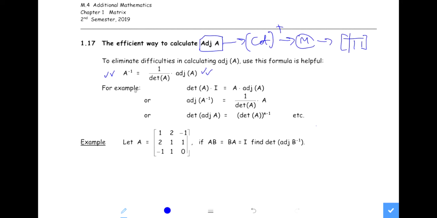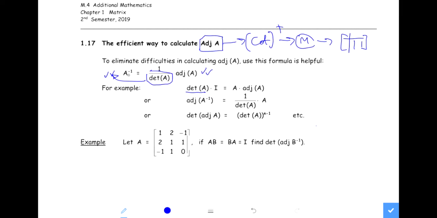Next, for example, det A times I is going to be equal to A times adjoint A. So what is this one? So simple, I tell you like this. You have 1 over det A, you just have to move it up there. When you move it up there, you get this one.